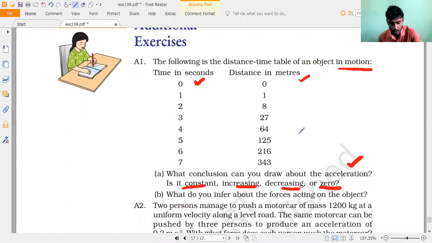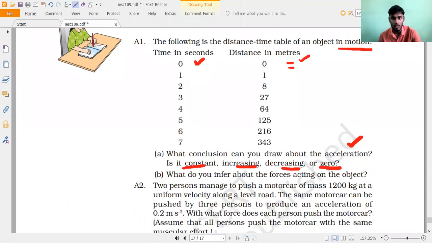So how to do it? Can you say, all of you? First, calculate the speed. We should know the speed, correct? Let us go to the details. What is the given data? Time, tell me. The time is 0, 1, 2, 3, 4, 5, 6, 7. What is the acceleration? Acceleration is equal to final velocity minus initial velocity divided by time.